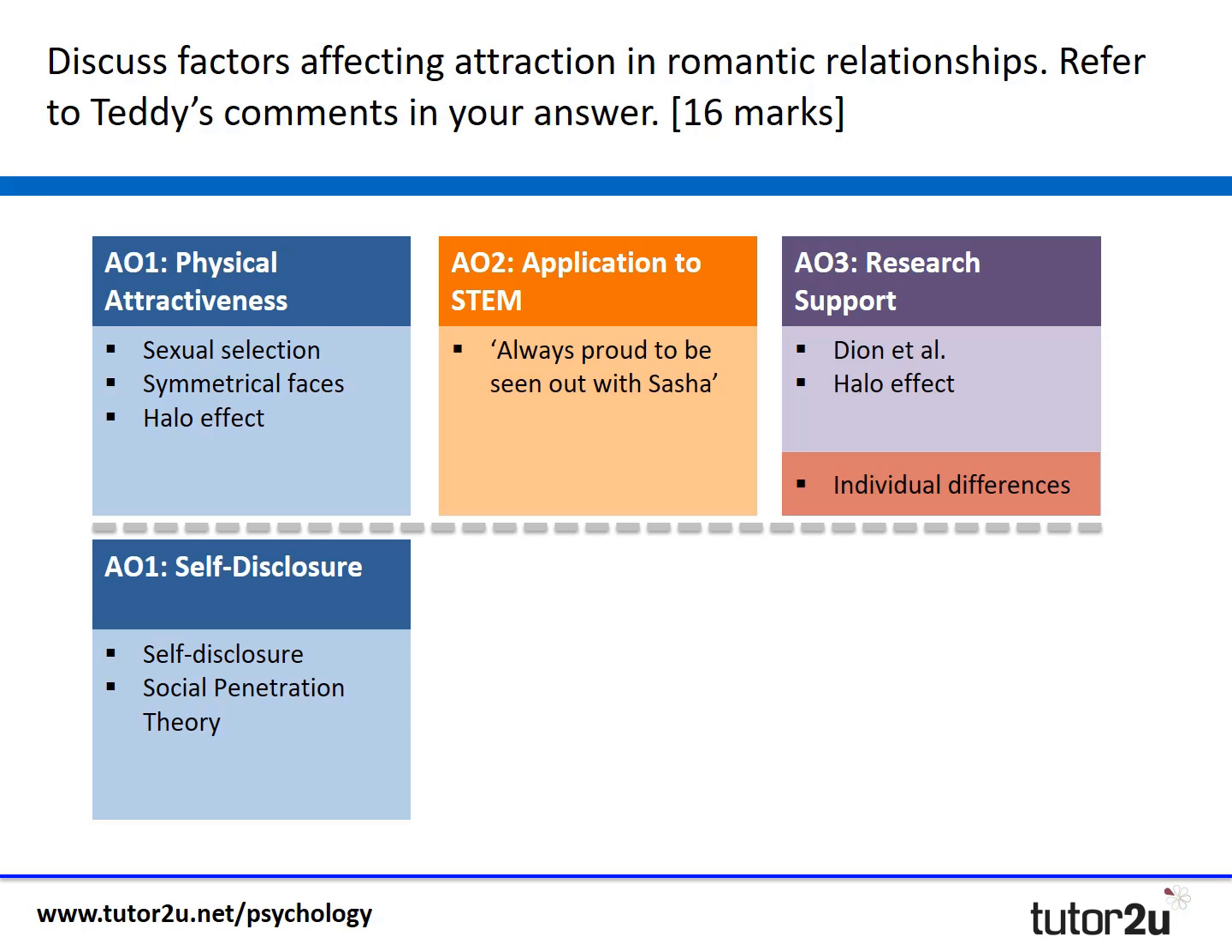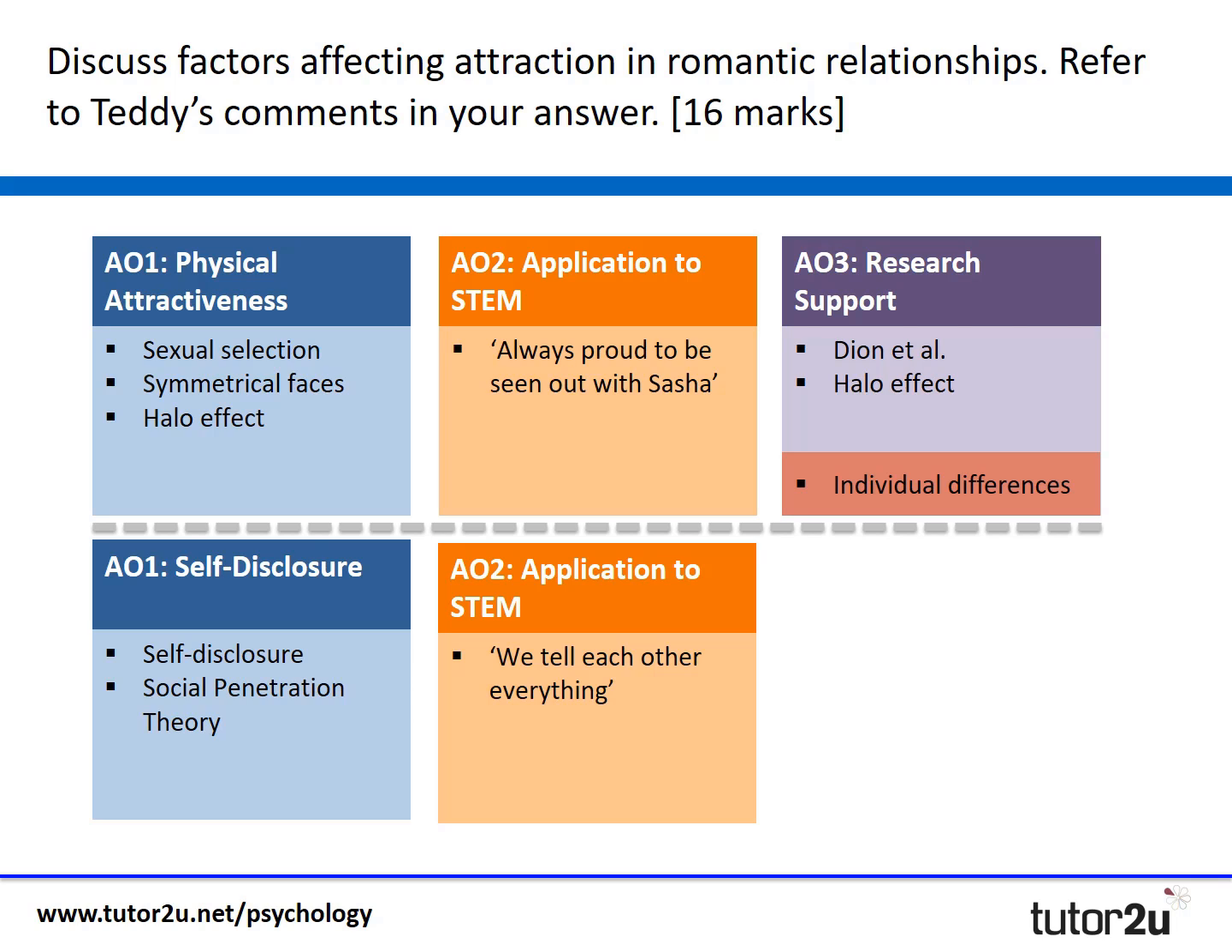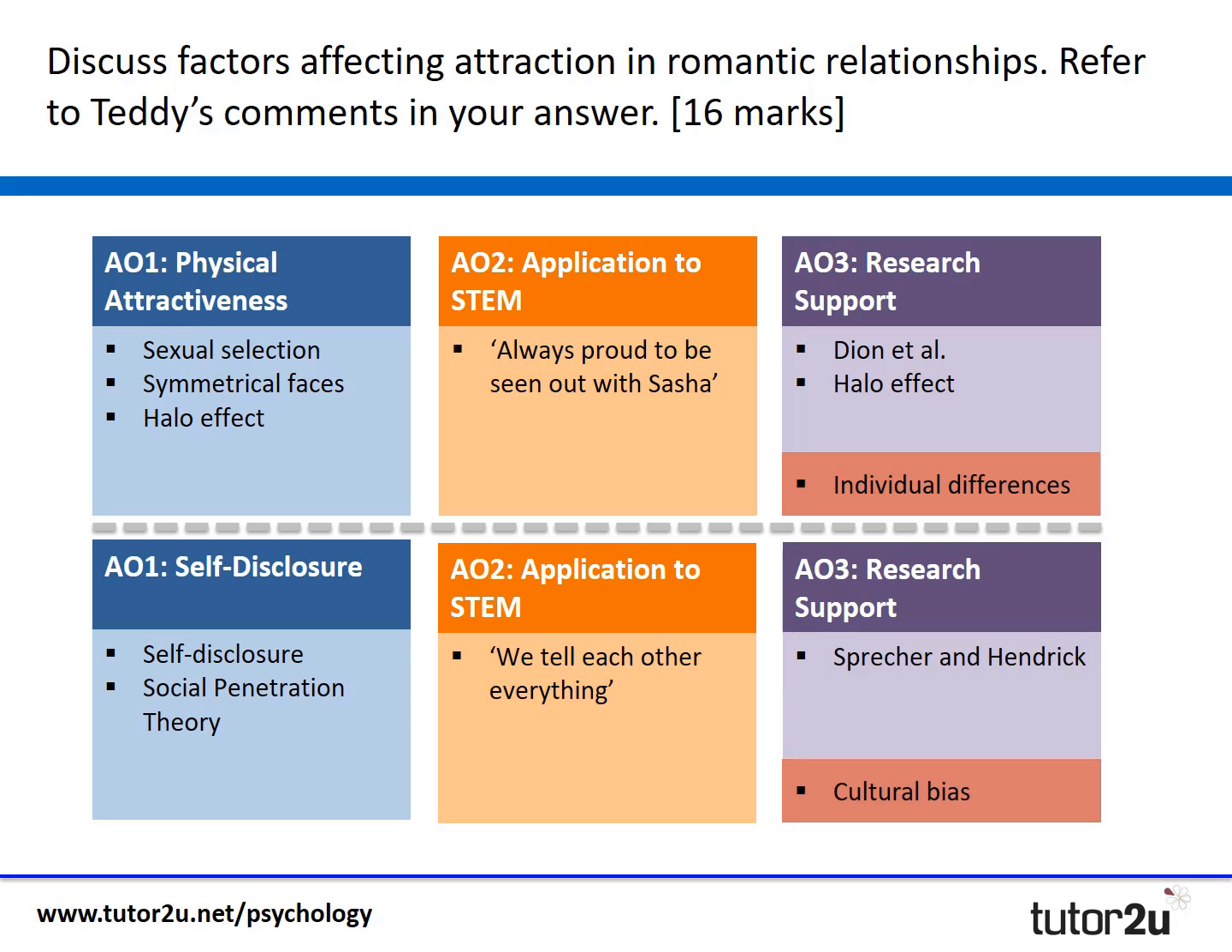I'd then do exactly the same for self-disclosure and talk about social penetration theory. I'd apply that to the extract where he says we tell each other everything. And then finally, I'm going to draw on more research support, the Sprecher and Hendrick study, and then maybe bring in again some further criticisms and the idea of cultural bias and so forth in that particular case. So that's going to be my broad structure for this essay.